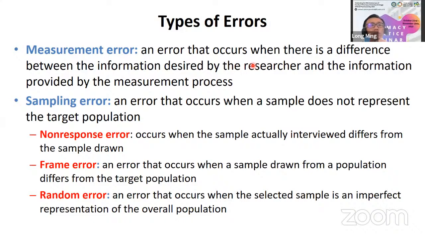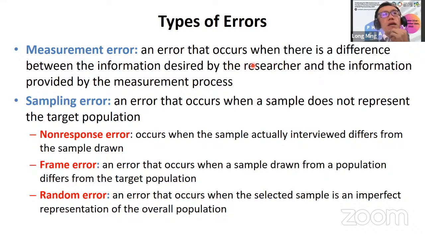Okay, it's also very important to understand, just now we looked at reliability and validity, and also the types of errors introduced when data were collected. The first one is measurement errors, meaning the measurement is not accurate. Then sampling errors, which come in different types. Here we discuss 3 types of sampling errors.